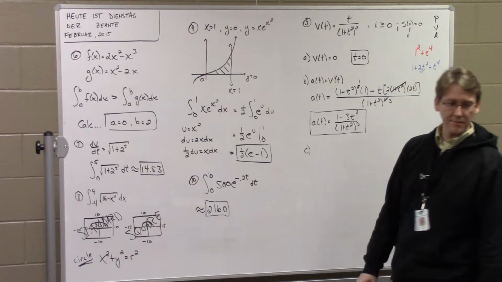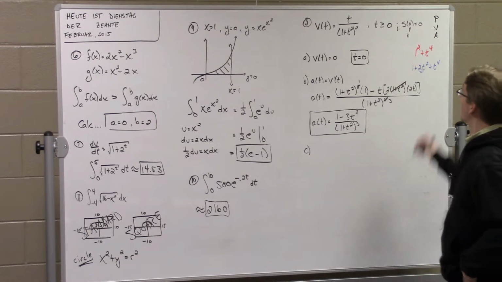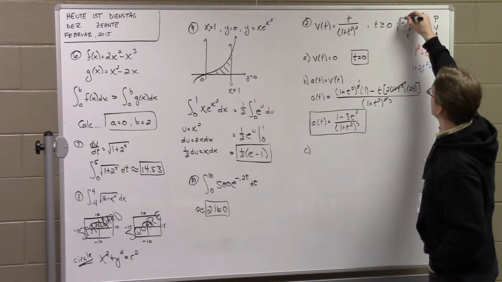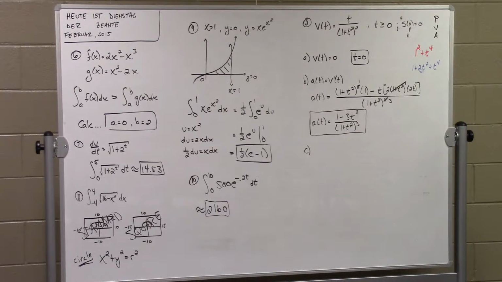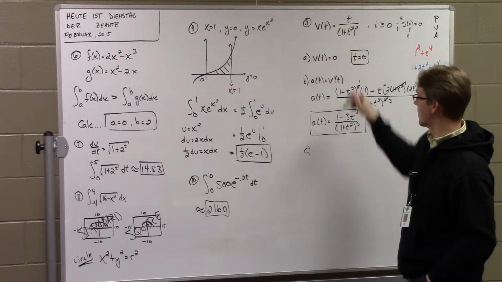All right, part C, find the position. This little guy right here is going to come back with a vengeance in this problem. But in order to get to position, you antidifferentiate. Start with velocity and work backwards.